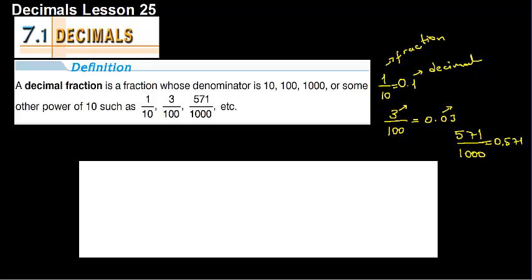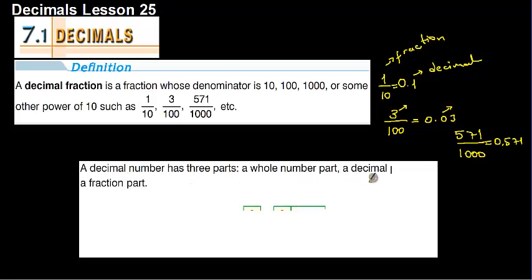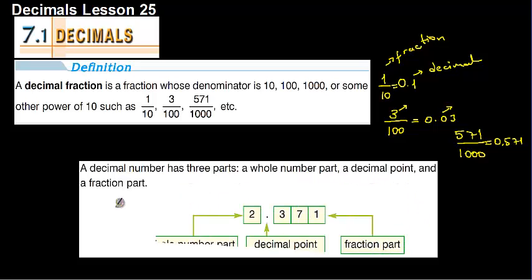Okay, here we have to mention something else: a decimal number has 3 parts: a whole part, a decimal point, and a fraction part. When I write the decimal number, the first number is the whole number, which for these examples is 0. Then comes the decimal point, then the fraction part.